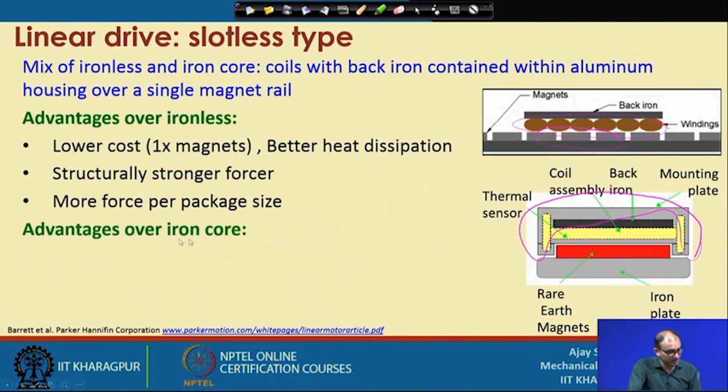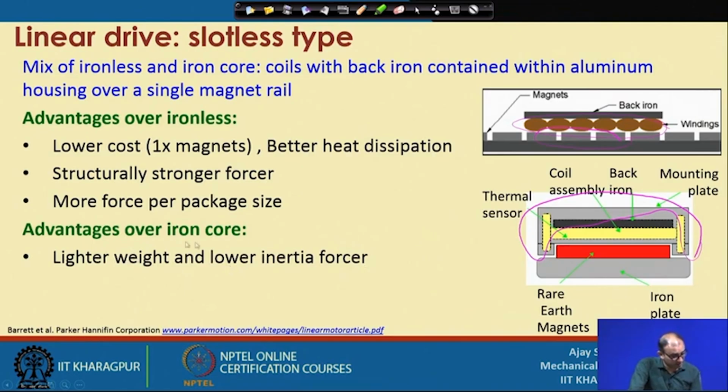Now, what are the advantages over iron cores? The ironless was the second one we discussed, and the iron core is the first one. The advantage is the lightweight and lower inertia forces. Lighter weight means lightweight in comparison with the first one, the iron core, not with this one, because the ironless is the lightest compared to all three cases.